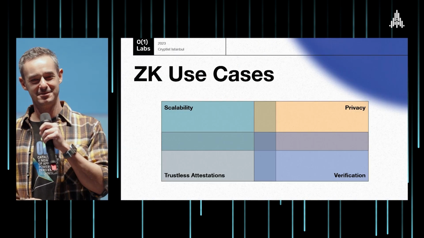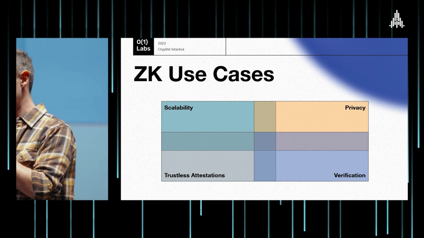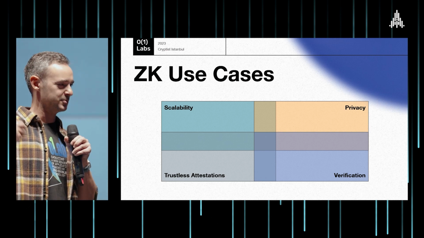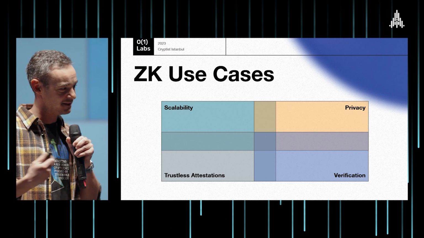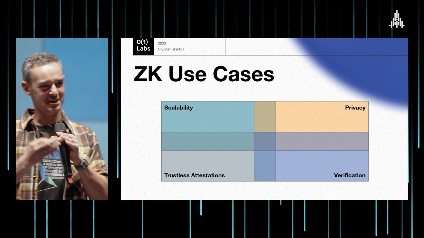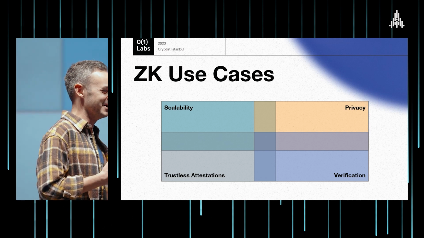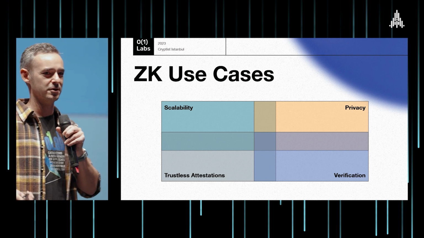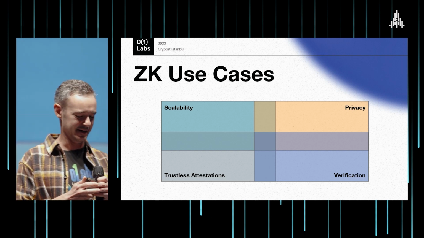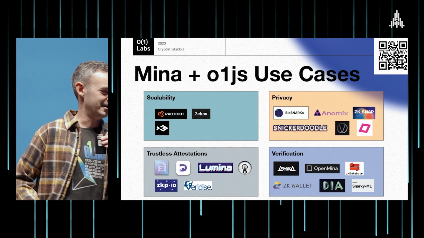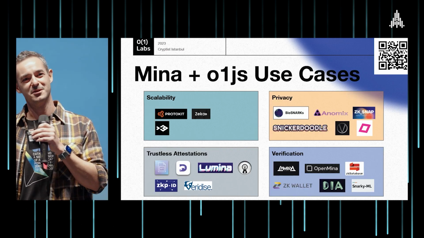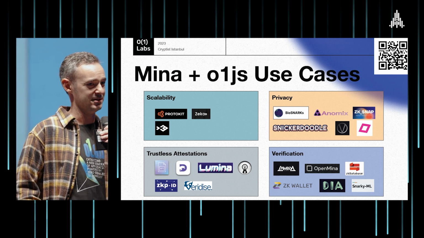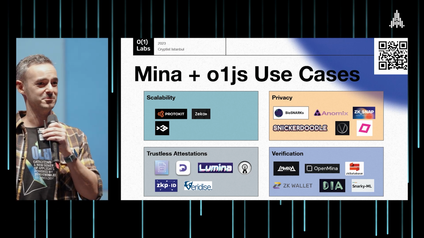And yes, finally, I do want to dig deeper into the use cases, because ultimately that's the topic of the talk. As I mentioned, I like to categorize it under these 4 categories: scalability, privacy, trustless attestations, and verification. That being said, these are not hard lines. There's a lot of overlap, because ZK ultimately is a very powerful tool that you can use for various things. But for the sake of this presentation, I am going to be separating them quite a bit, and then just focusing on some of the applications that are getting built on Mina using O1JS, just to give you all a sense of what is possible with ZK.